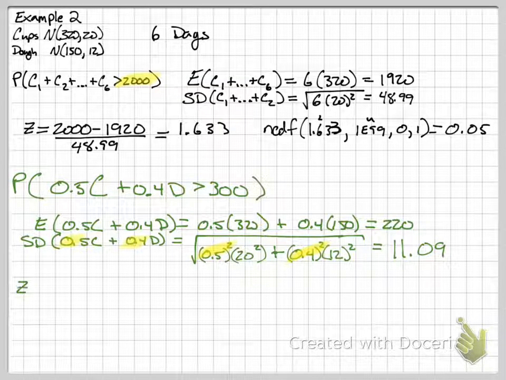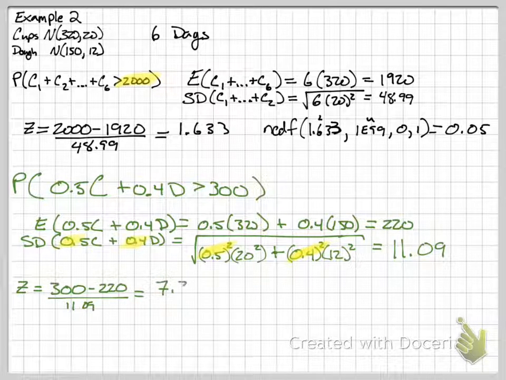So our z-score is equal to, again, our x value. We're looking, is it greater than 300? So our x value is 300, minus our mean of 220, divided by our standard deviation, which gives us a z-score of 7.21.